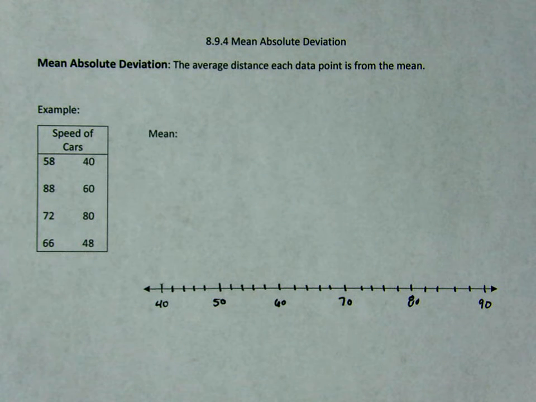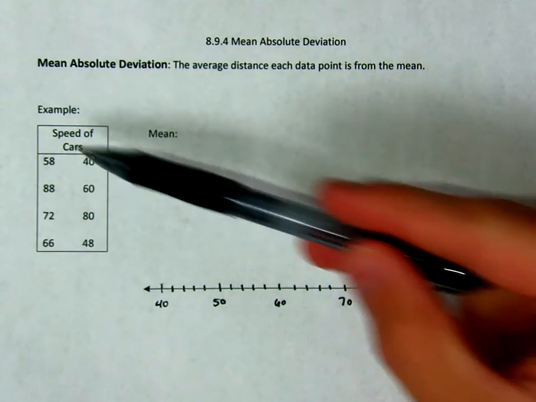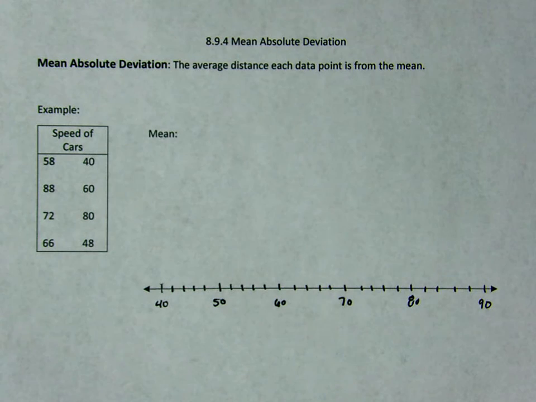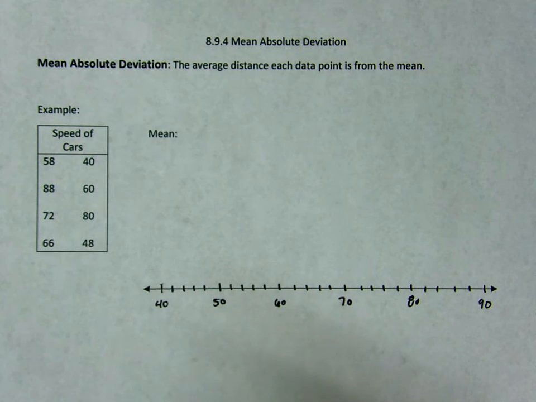Today we're going to be talking about mean absolute deviation. Our definition: the average distance each data point is from a mean. So we've talked about mean before. Mean itself is the average of our data. Before, we added all our numbers up and divided by the number of points we had to find the mean. We'll do that again now.